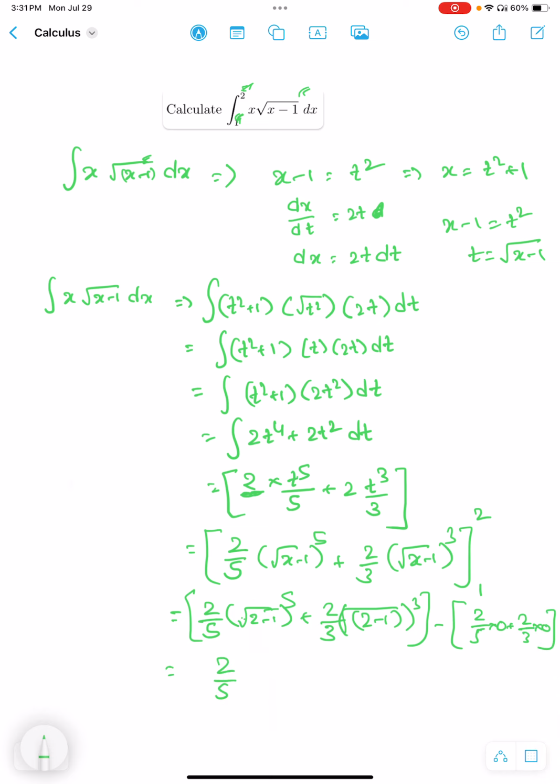2 minus 1 is 1, root of 1 is 1, so this entire thing is 1, and again this entire thing is also 1. So the ultimate answer will be 2 over 5 plus 2 over 3, which is nothing but 6 plus 10 over 15, which is 16 over 15. That's it. That's one of the easiest ways to solve this question.